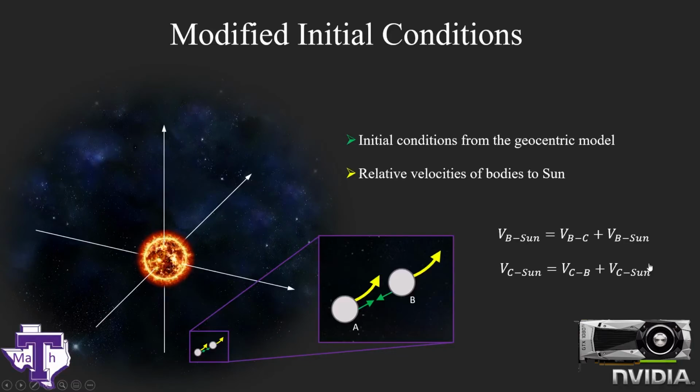And then we ran it forward and saw what type of orbit ended up happening. And we got a nice circular orbit around the sun. And here's their simulation.